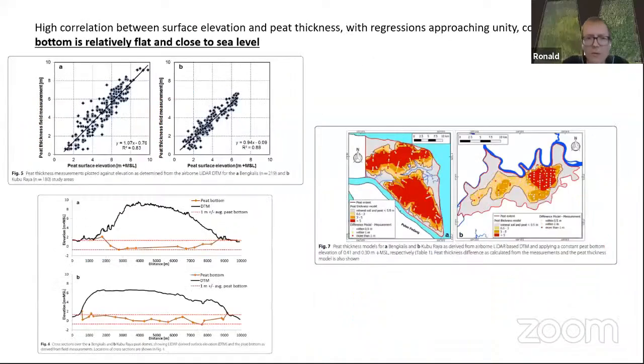We find a very good correlation between peat thickness and surface elevation, with the regressions approaching unity, confirming that the peat bottom is relatively flat and close to sea level, as is also illustrated by these cross sections, where the black line is the peat surface elevation and the brown line is the peat bottom location. So by determining the average peat bottom location, subtracting this from the peat surface elevation, we derived two peat maps for Bengkalis and Kuburaya, as is displayed in these maps.